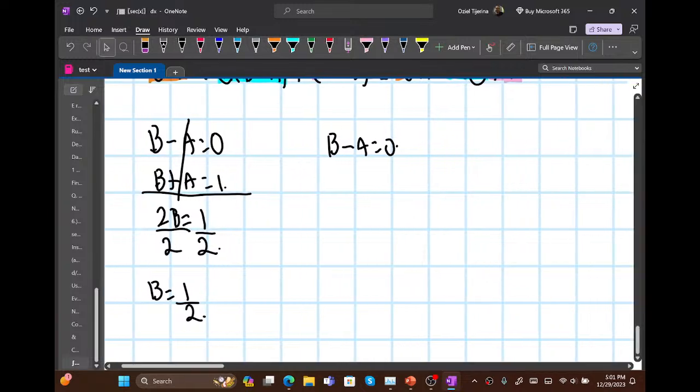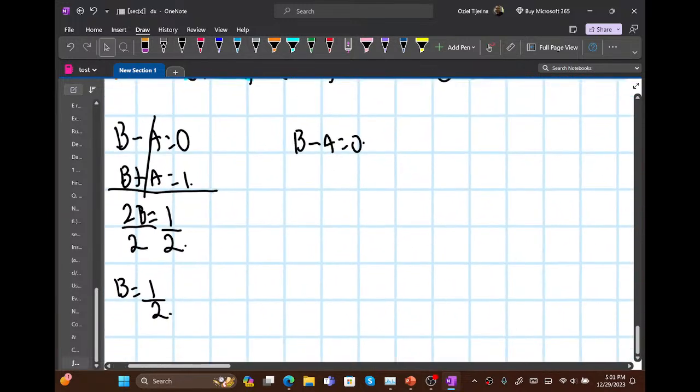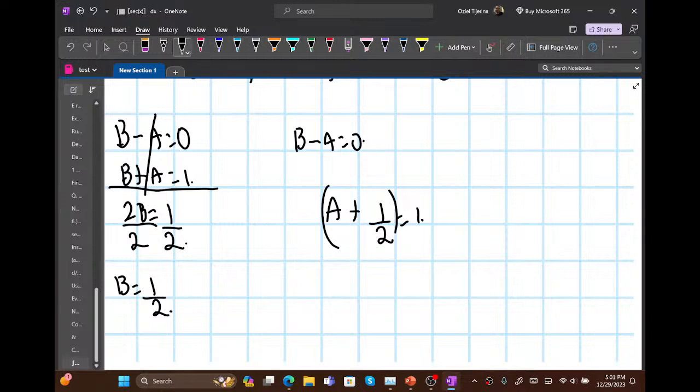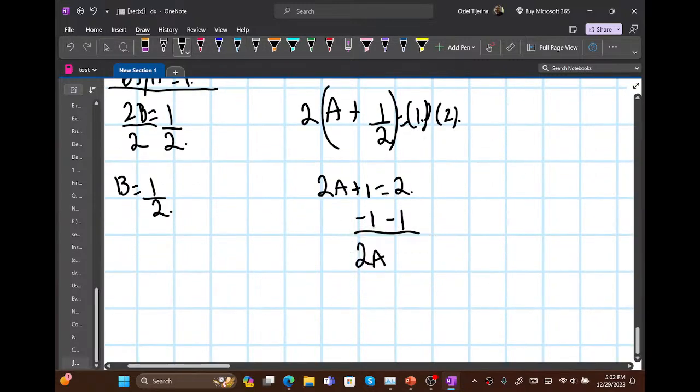And so a plus b is 1, right? So then a plus 1/2 is 1. If I multiply by 2 on both sides, I get 2a plus 1 equals 2. Minus 1 on both sides, 2a is equal to 1. Divide by 2, a is equal to 1/2.